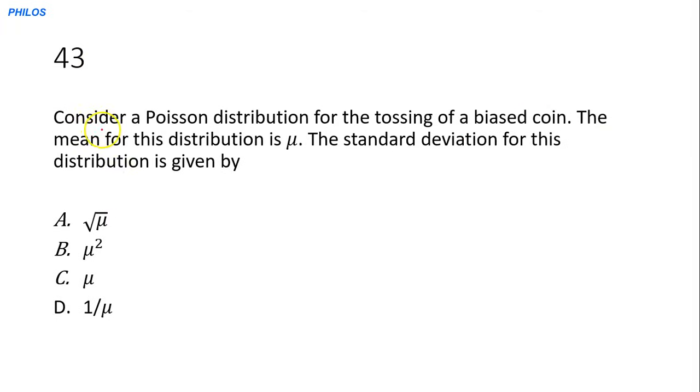Question 43 says, consider a Poisson distribution for the tossing of a biased coin. The mean of this distribution is mu. The standard deviation for this distribution is given by... Now, according to the question, the mean is equal to mu. In a Poisson distribution, the mean is equal to the variance.